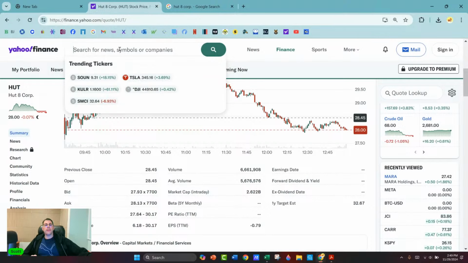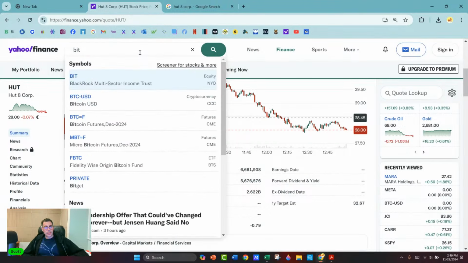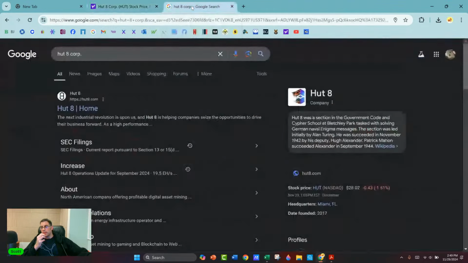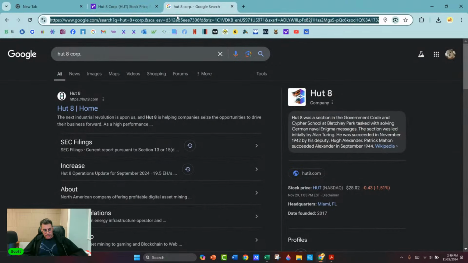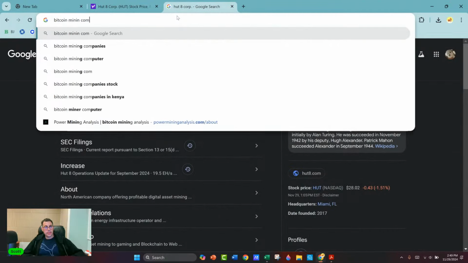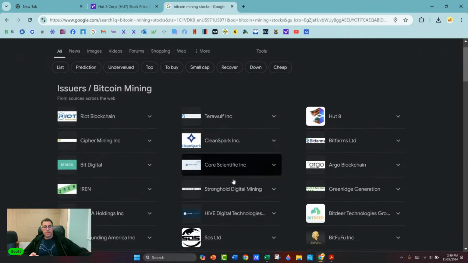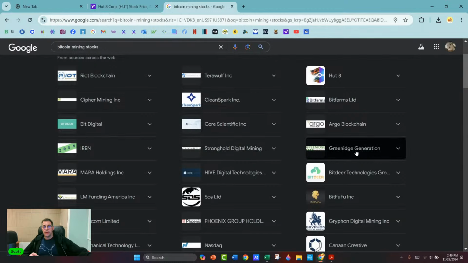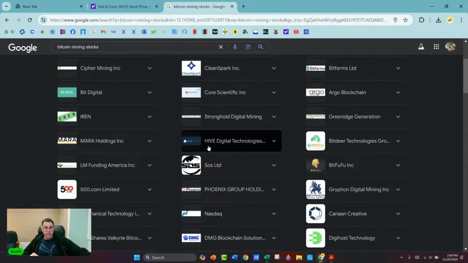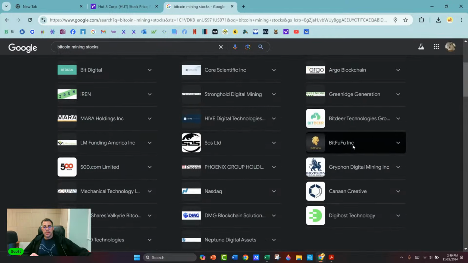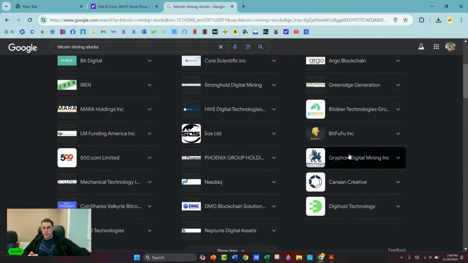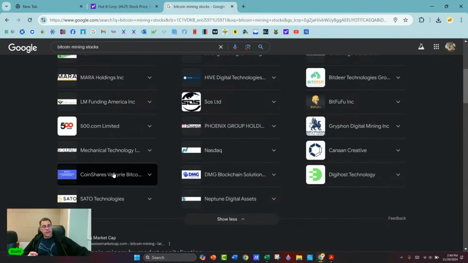What's another Bitcoin mining company? I can't remember the name of that company. I'll just Google Bitcoin mining companies. Riot, Cipher, CleanSpark, Iren, Stronghold Group, BitDeer, Hive, Mara, SOS I'm familiar with, BitFuFu. I don't see it on the list.